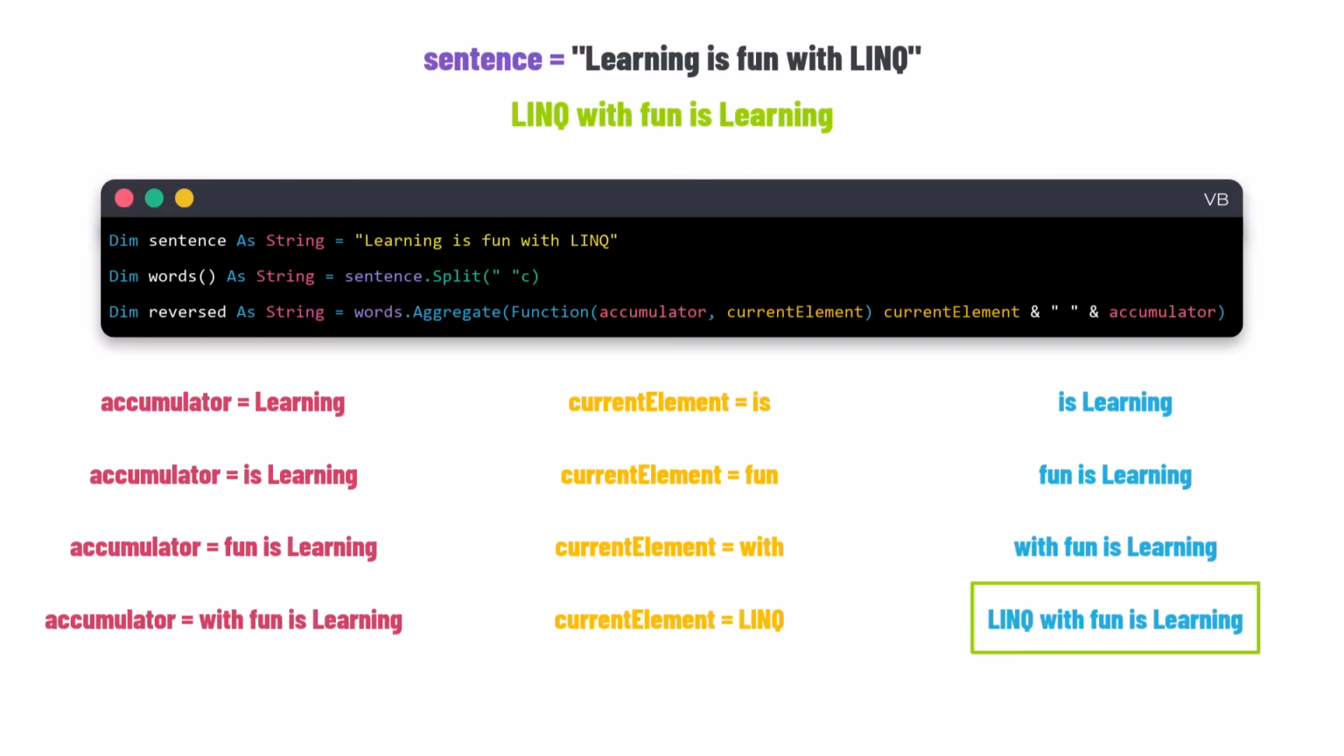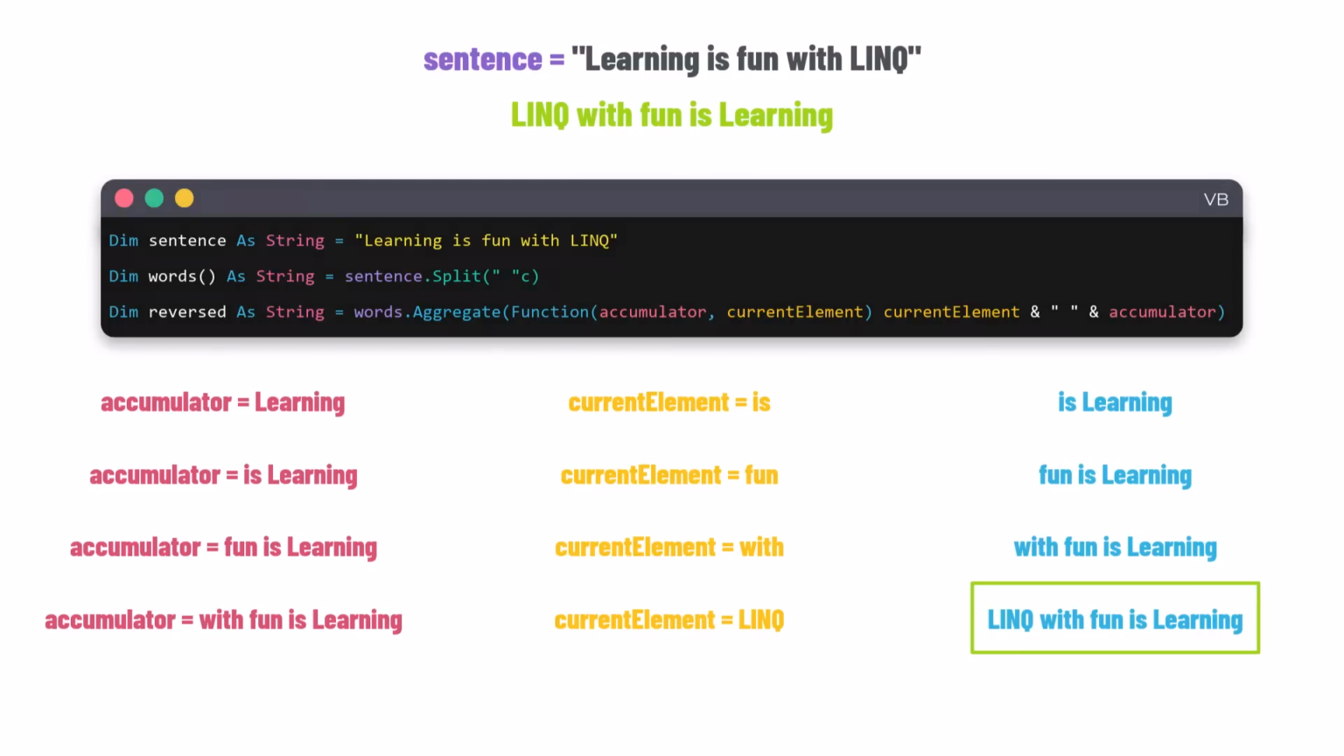Now, let's explore the second overload of the LINQ aggregate method. The structure of this overload is the following. This version of the method is quite handy when you need to start the aggregation with a specific initial value, known as the seed. In this overload, the aggregation process doesn't start with the first element of the sequence. Instead, it begins with the seed value you provide.